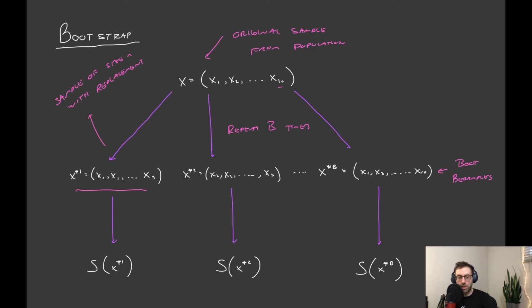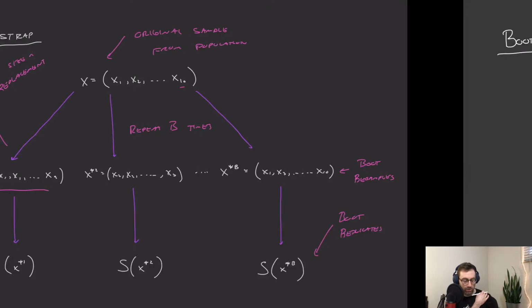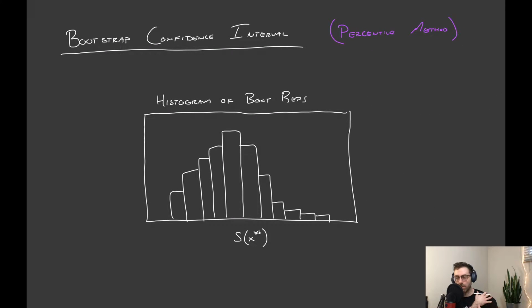And then whatever statistic we're interested in, say, the median, we calculate the sample median on each of these Bootstrap resamples, and that would be the Bootstrap replicates. So pretty simple idea, but how then do we use this to do something useful? While you can do a lot of things with the Bootstrap, the thing that you'll see it used for the most is creating a Bootstrap confidence interval.